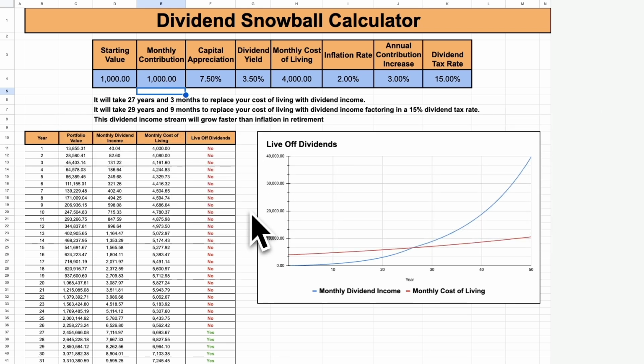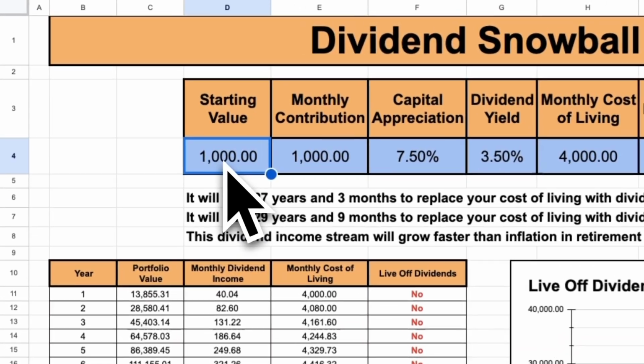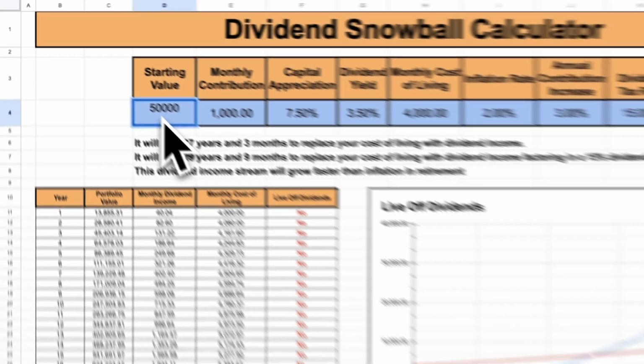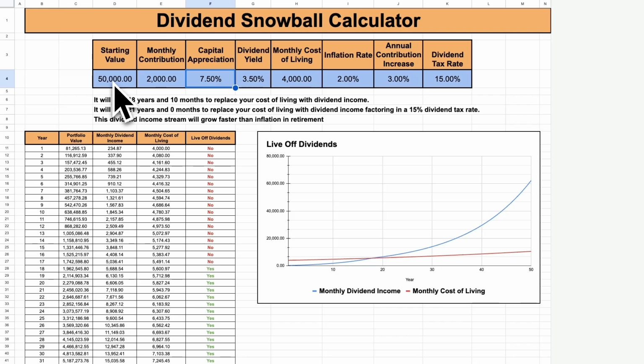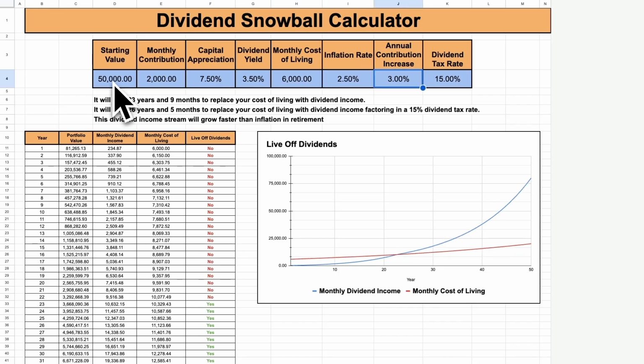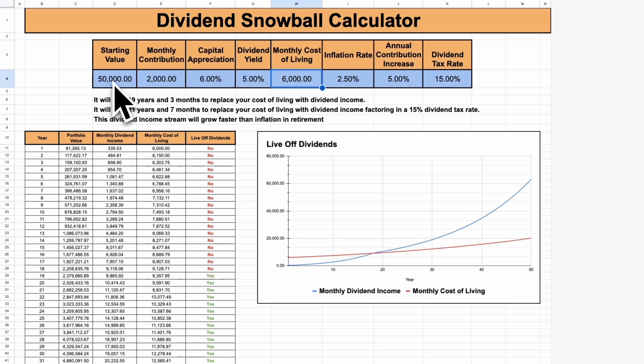You can download a free copy of my Dividend Snowball Calculator and use it to help you figure out what combination of capital appreciation and dividend yield is optimal for you. Start by inputting your starting capital, how much you intend to invest monthly, and your estimated cost of living in today's dollars. You can also change the rate of inflation and the annual contribution increase to align with your plans. After that, all that is left to do is to play around with the various combinations of capital appreciation and dividend yield until the duration of time to reach financial freedom aligns with your goal.